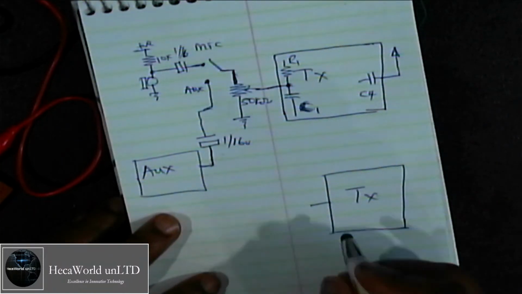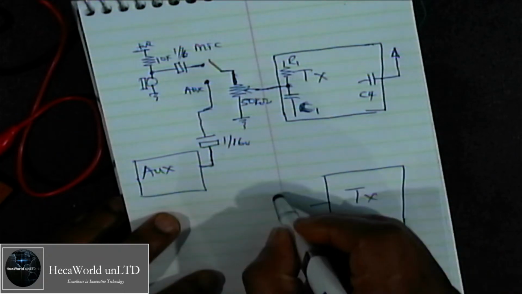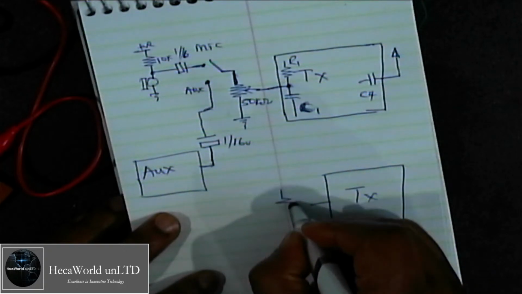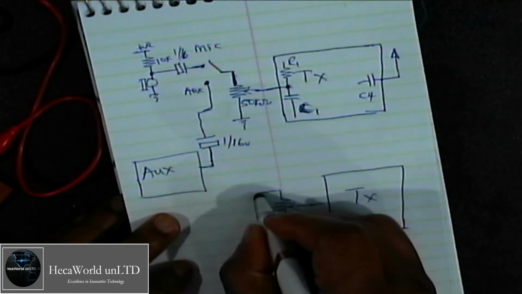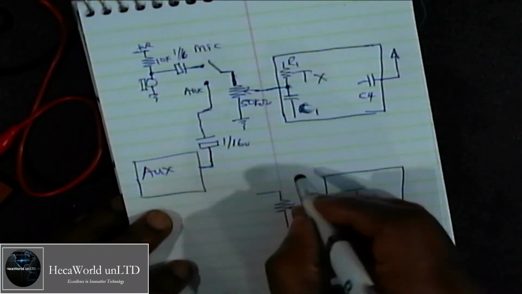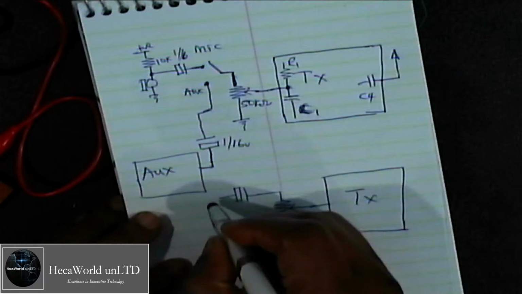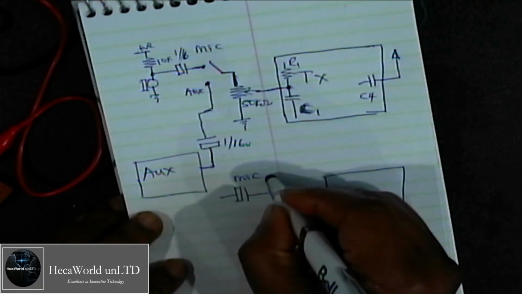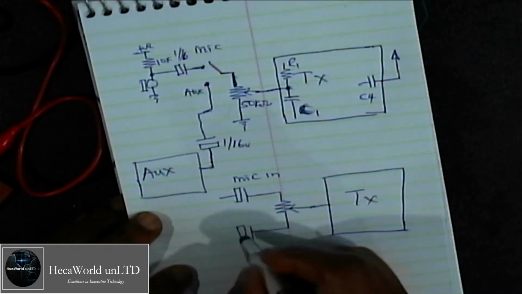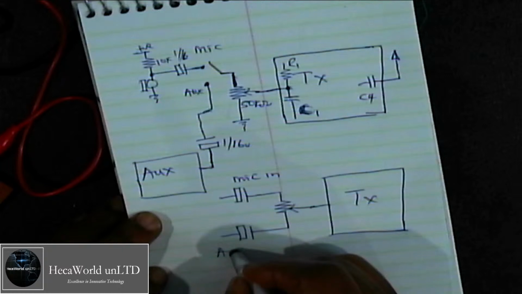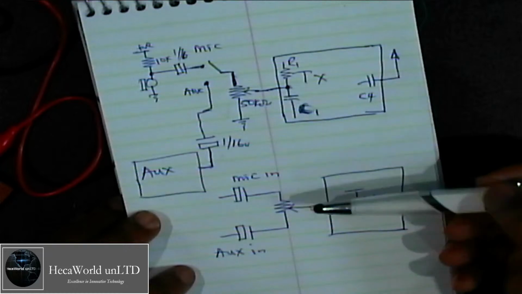So what you're going to do here is you have your variable resistor here, same variable resistor, and the wiper still goes into the middle, but this one now goes to the mic input. So I'm going to just draw a capacitor, and this is your mic input. And then this one here, I'm going to call it the aux in. So this wiper then adjusts between the mic input and aux input.